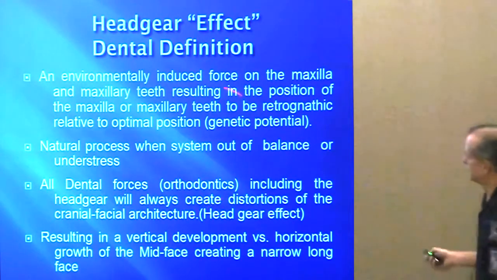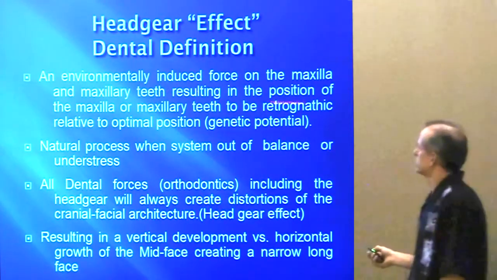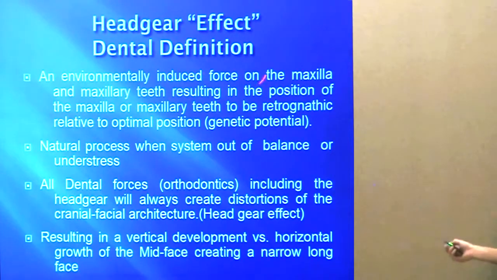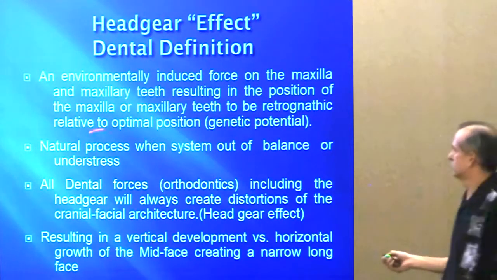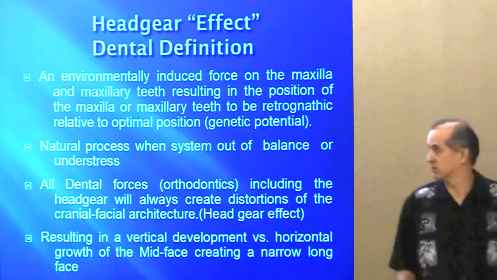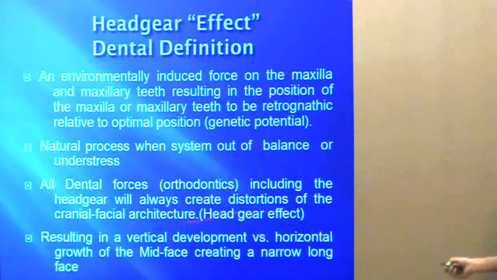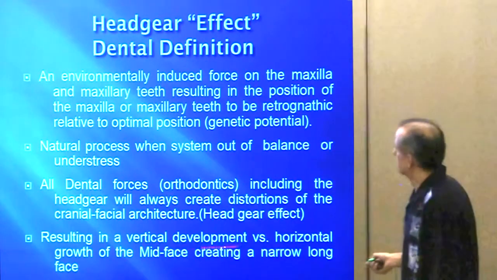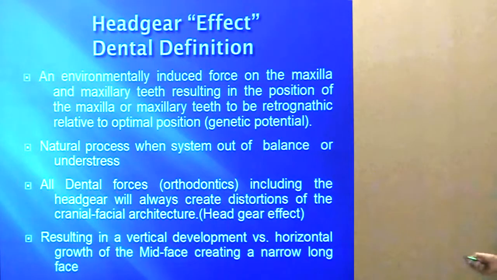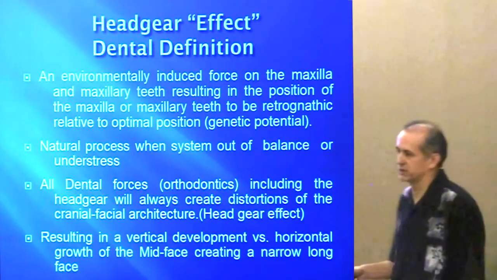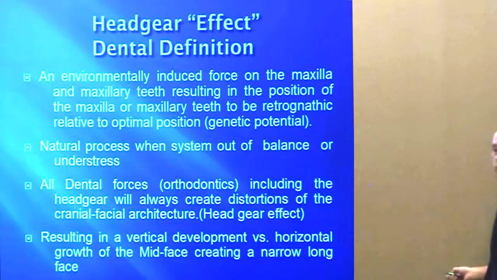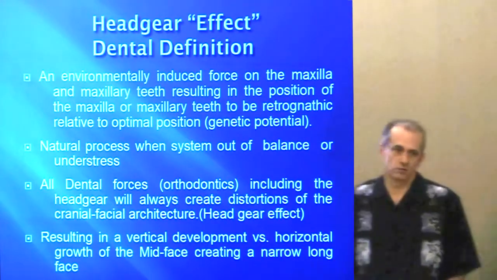So headgear effect, the definition. It's an environmentally induced force on the maxilla and the maxillary teeth resulting in the position of the maxilla or the maxillary teeth being retrognathic relative to optimal position, meaning where it should have grown, it didn't grow where it was supposed to. So it's a natural system out of balance. The biggest thing is about orthodontics and not doing orthodontics correctly, that the orthodontics are contributing to or exacerbating a poor growth development pattern, which is fundamentally a vertical growth pattern versus a horizontal, which we'll see here in a second.